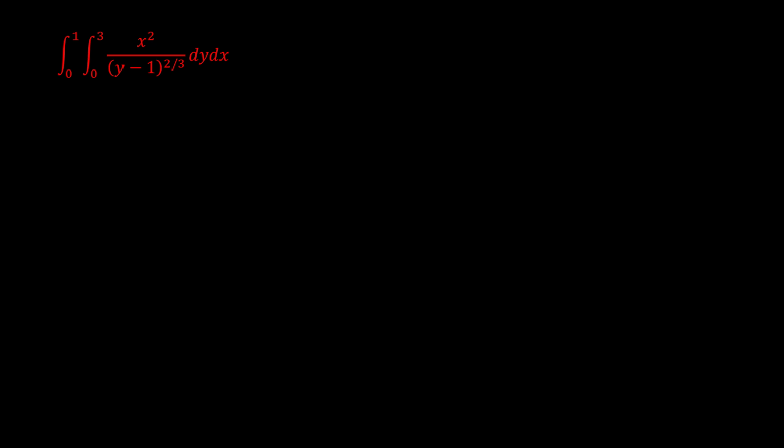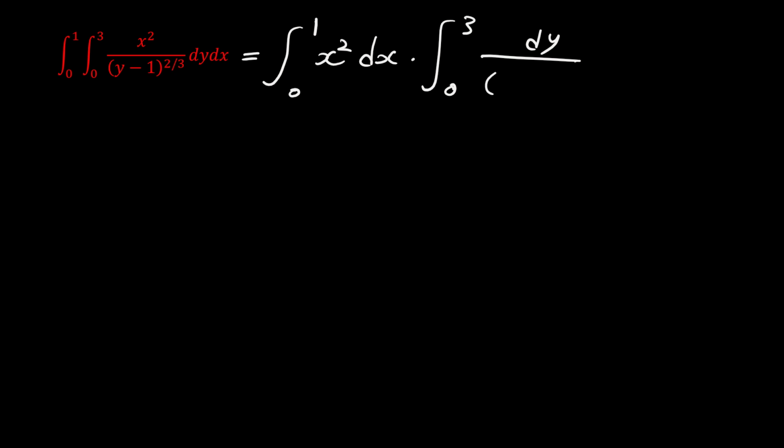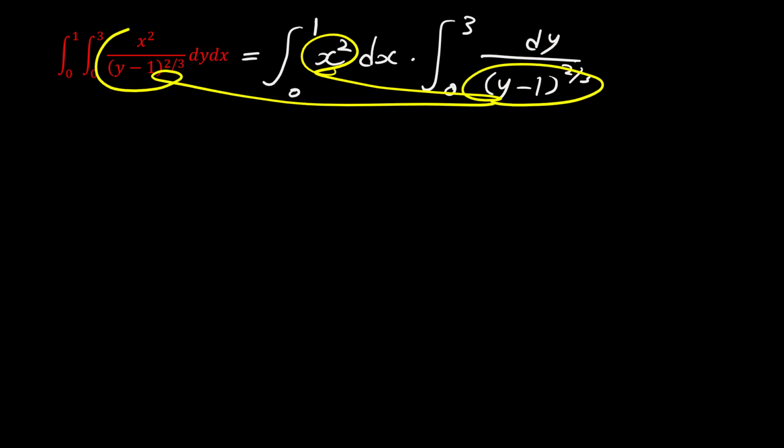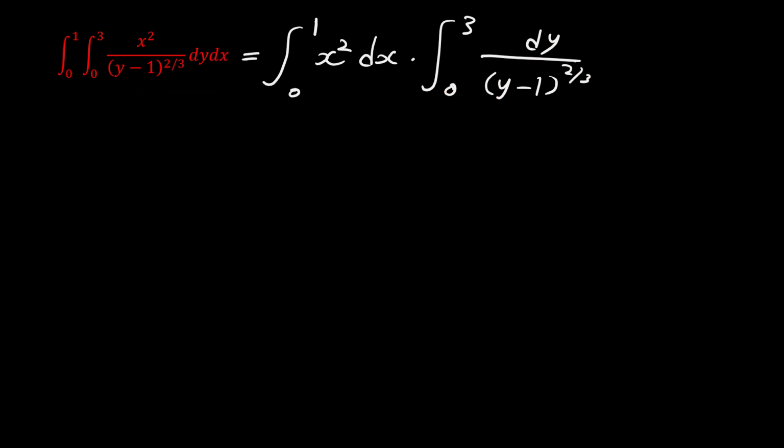So we can write this in the form of the integral from 0 to 1 of x^2 dx times the integral from 0 to 3 of dy over (y - 1)^(2/3). Attention, if you multiply this by this, then we have the original function. For finding this integral, we can bring the expression in the denominator to the numerator and write it as (y - 1)^(-2/3) dy.